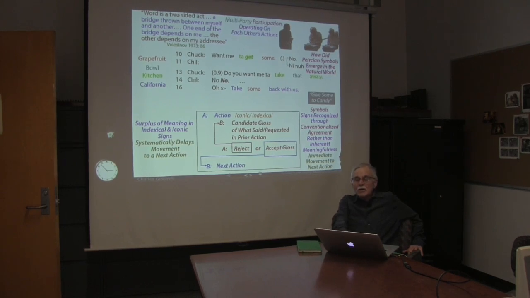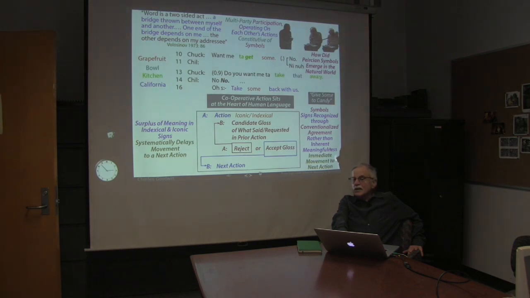So it's multi-party participation operating on each other's actions. And this is constitutive of symbols. So in this sense, all symbols are forms of cooperative action. Again, I don't know Mandarin. I can't participate in the Mandarin symbols that those of you who speak Mandarin may use with each other. It requires the ability of both parties to perform appropriate operations for those symbols. And in this sense, symbols are intrinsically, almost by definition, a form of cooperative action. And in this sense, cooperative action sits at the center of human language.